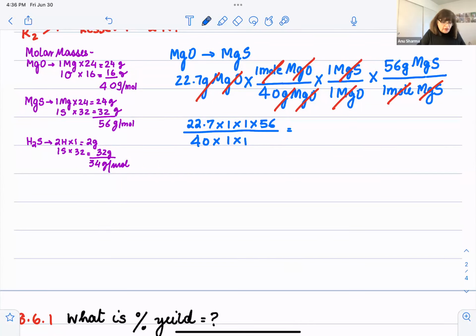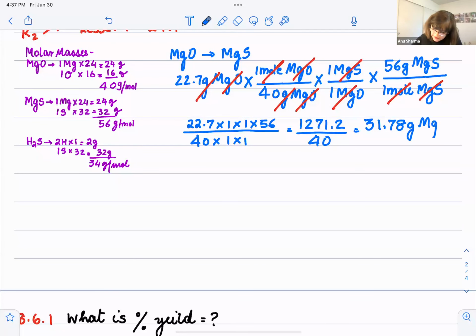Okay, so let's do this. 22.7 times 1 times 1 times 56 gives you 1271.2. Divide this by 40, and that is 31.78 grams of magnesium sulfide is produced when 22.8 grams of magnesium oxide is used. Let's look at the other one.